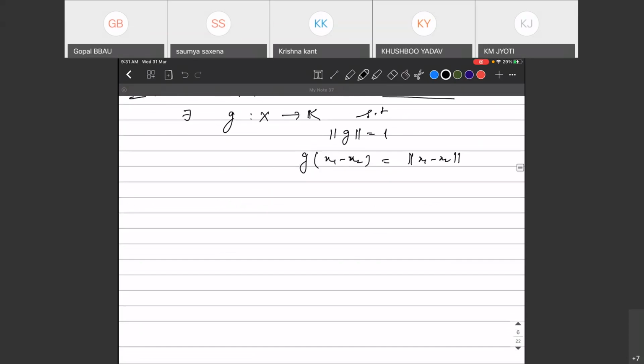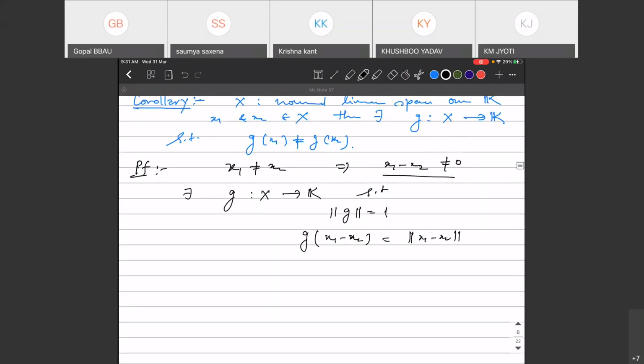Since x1 minus x2 is non-zero, the norm of this is non-zero, by properties of norm. And g is a linear functional, so g(x1 minus x2) is g(x1) minus g(x2), which is non-zero. This implies g(x1) is not equal to g(x2). Correct?